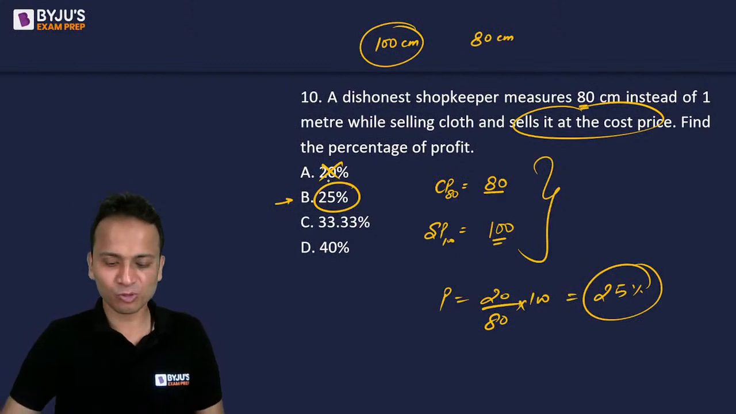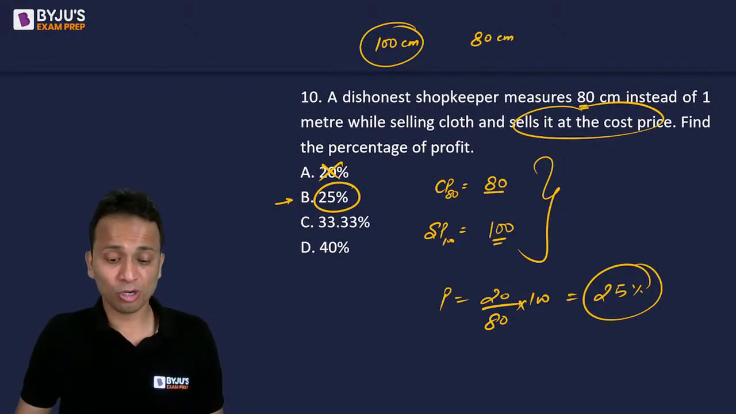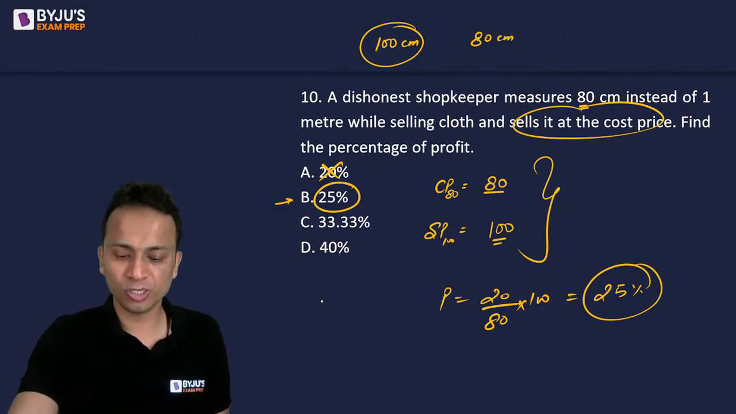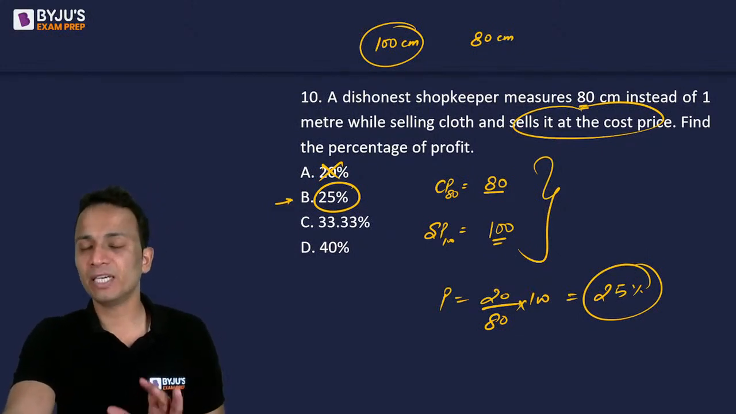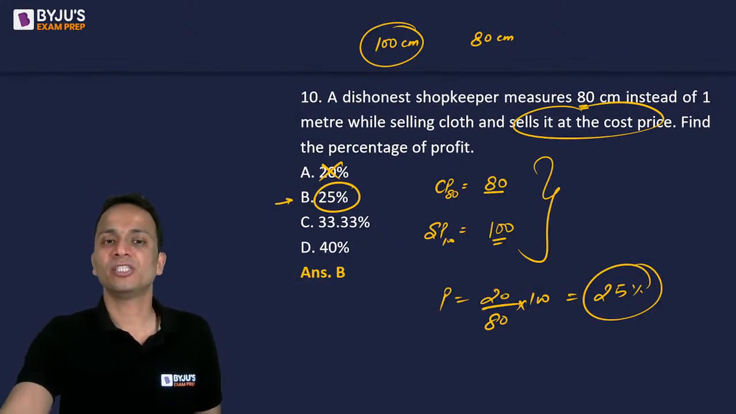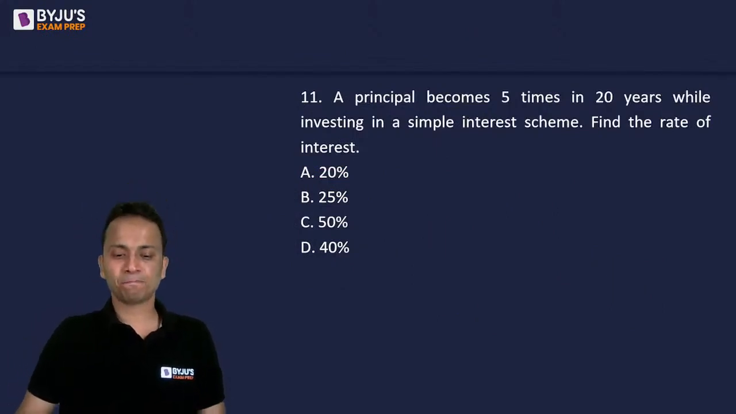ठीक है, मैं थोड़ा सा कंफ्यूज करने की कोशिश कर रहा था, but it seems that none of you got confused. Okay, so most of you or all of you have given the correct answer despite one student. Okay, but I hope you have understood in case you have committed any error in this. So the correct answer is 25 percentage. That is option B. Moving on, next question, question number 11.